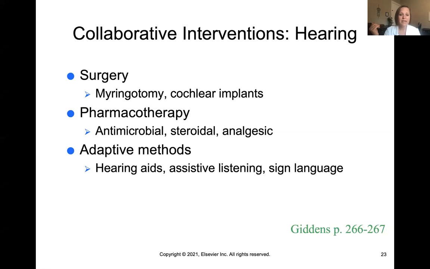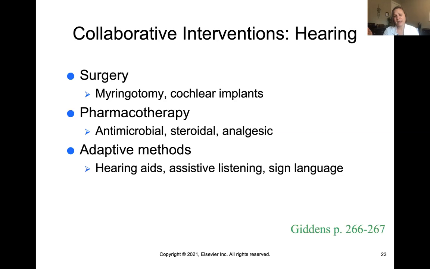And the most common types of pharmacotherapy for hearing include things like antimicrobials for bacterial ear infections, antibiotics, steroids to reduce pain and inflammation, and analgesics, even things like Tylenol and ibuprofen to help with pain when there are hearing problems that are acute. And certainly with those who have hearing perception issues, you can use many adaptive methods such as hearing aids, assistive listening devices, or even sign language.